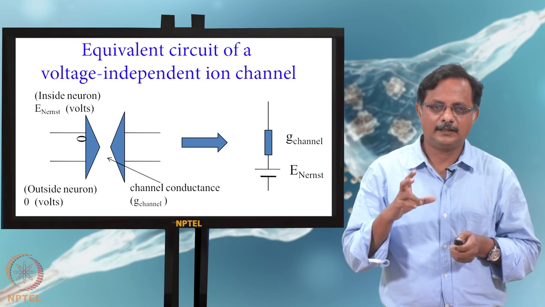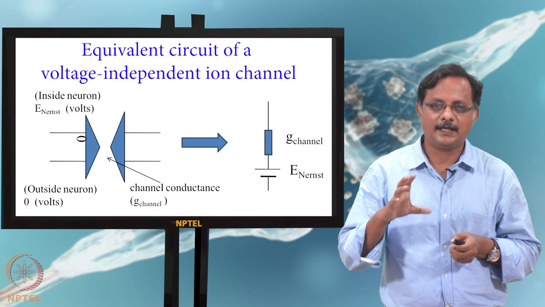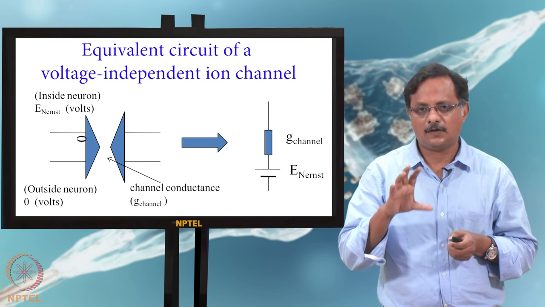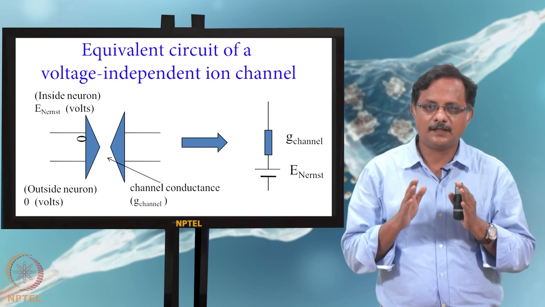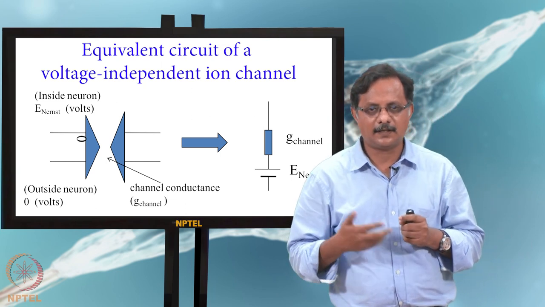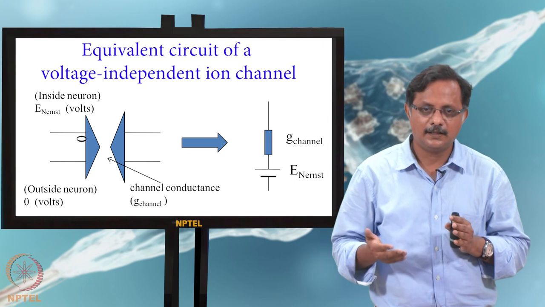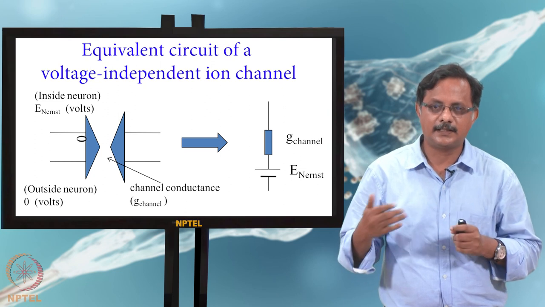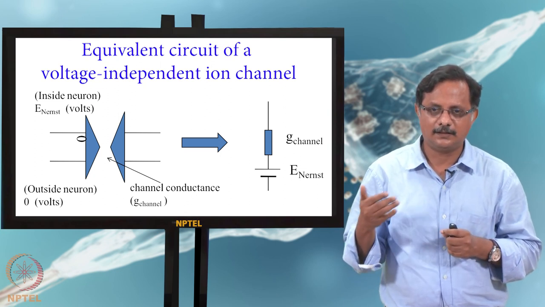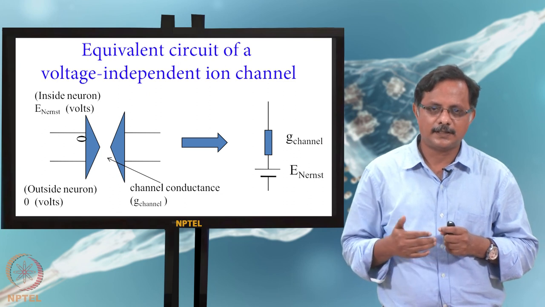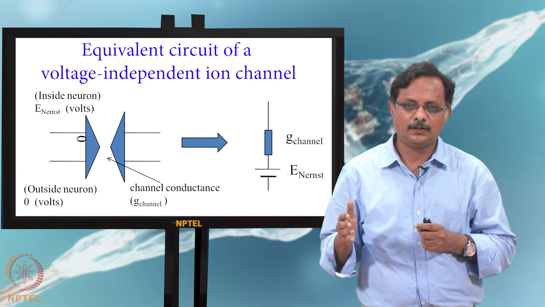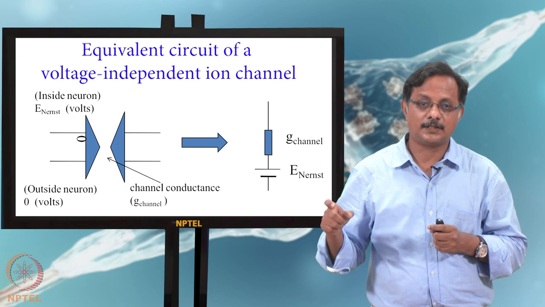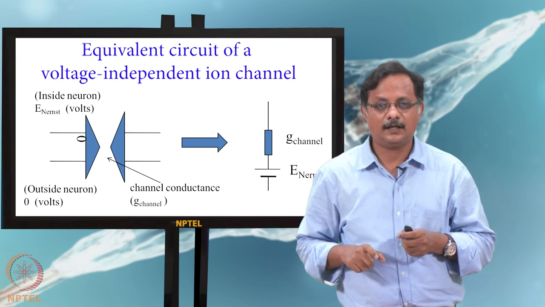So, therefore, a given channel can be represented by a battery whose voltage is equal to the Nernst potential of the channel. And also the channel itself has a conductance because it allows ions, which is a current. So, this structure allows passage of current, therefore, it has some conductance. So, the whole ion channel, analytically speaking, can be represented as a series of a conductance and a battery. This is represented on the right side of the slide as a series circuit of a conductance G channel, which corresponds to the conductance of the channel, and E Nernst, which corresponds to the Nernst potential of that channel and the corresponding ionic concentrations.